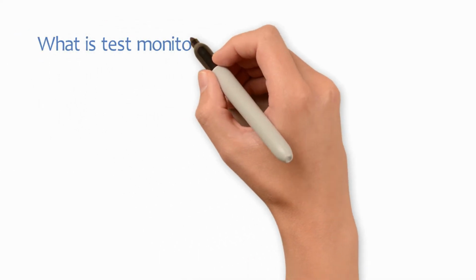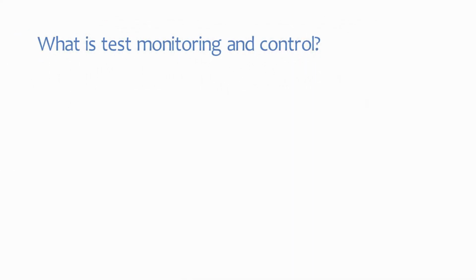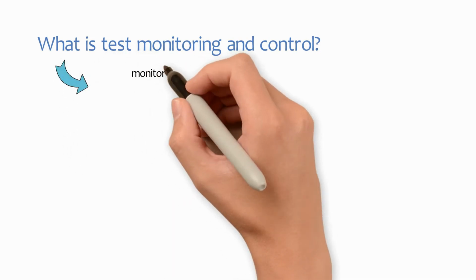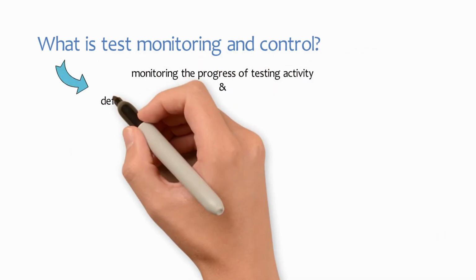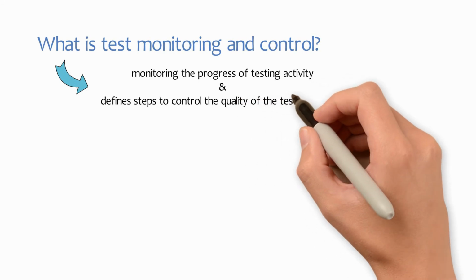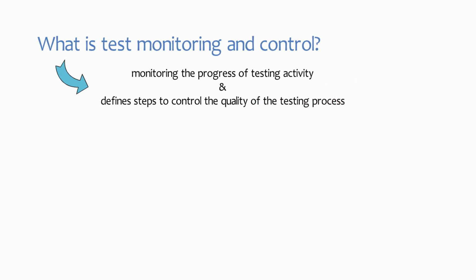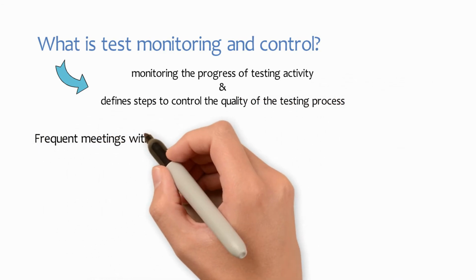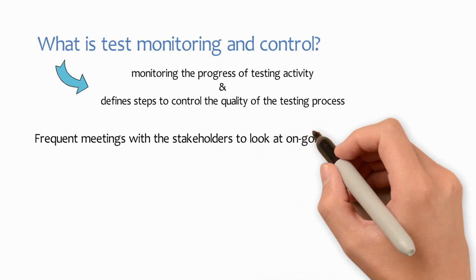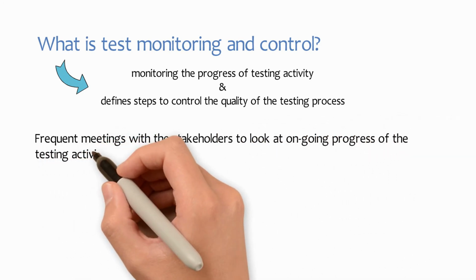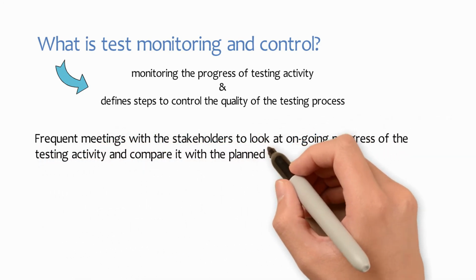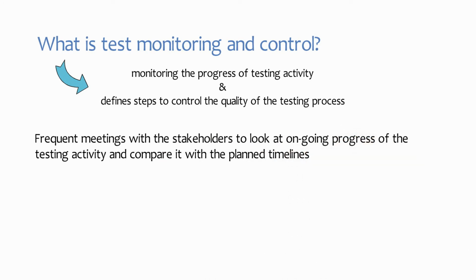Test monitoring and control. Test monitoring and control includes monitoring the progress of testing activity. It also defines steps to control the quality of testing process. It involves frequent meetings with the stakeholders to look at ongoing progress of the testing activity and compare it with the planned timelines. In case there is a deviation between ongoing progress and planned progress, appropriate measures can be taken as a part of this step.